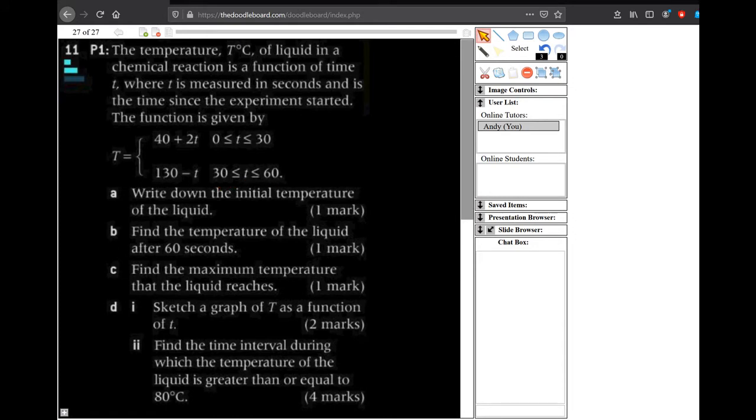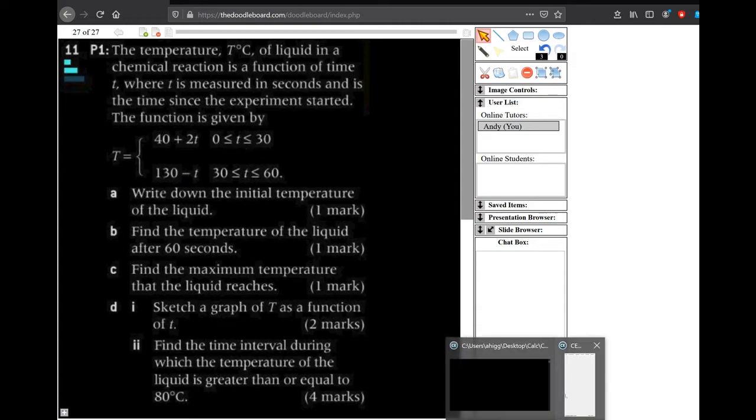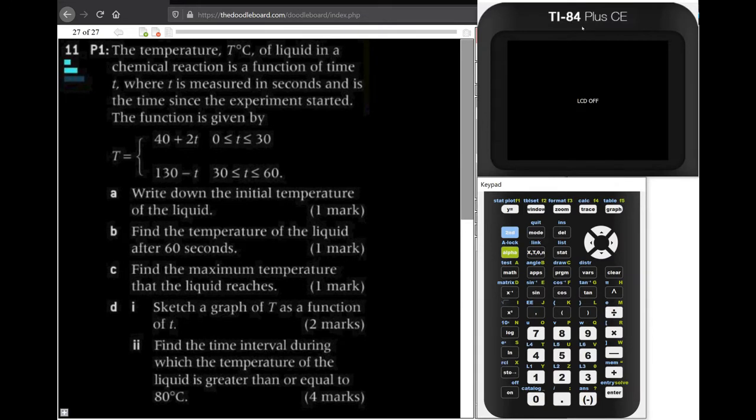Now, first of all, it says we've got to write down the initial temperature of the liquid. So in order to help with this, what I'm actually going to do is plot this on my graph. If you have the TI-84 Plus CE, then you can actually enter this function in piecewise onto the calculator. So I'm going to demonstrate how you do this.